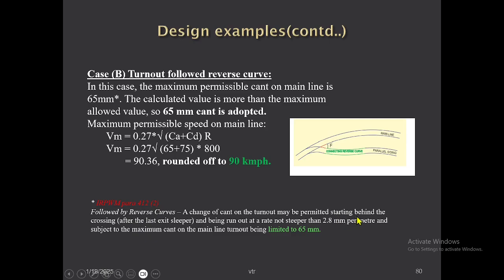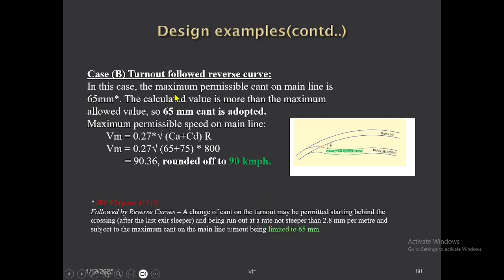The change of cant on the turnout may be permitted starting beyond the crossing after the last exit sleeper and being run out at a rate not steeper than 2.8 mm per meter, and subject to the maximum cant on the main line turnout being limited to 65 mm. So this thing you should note down.